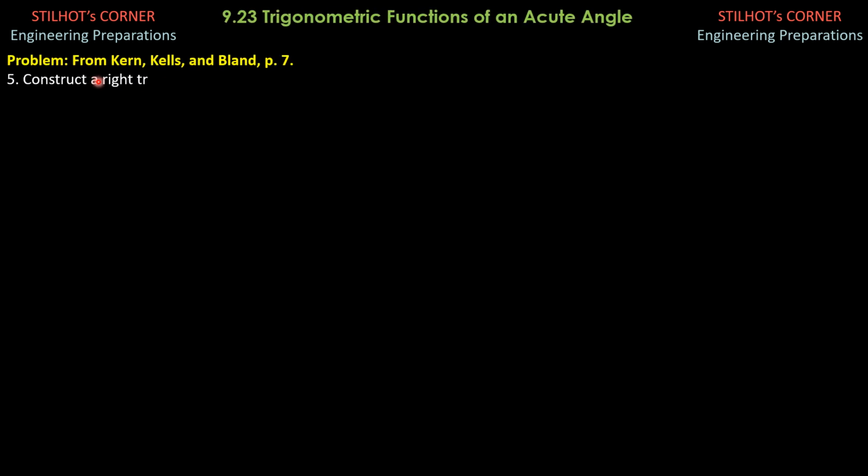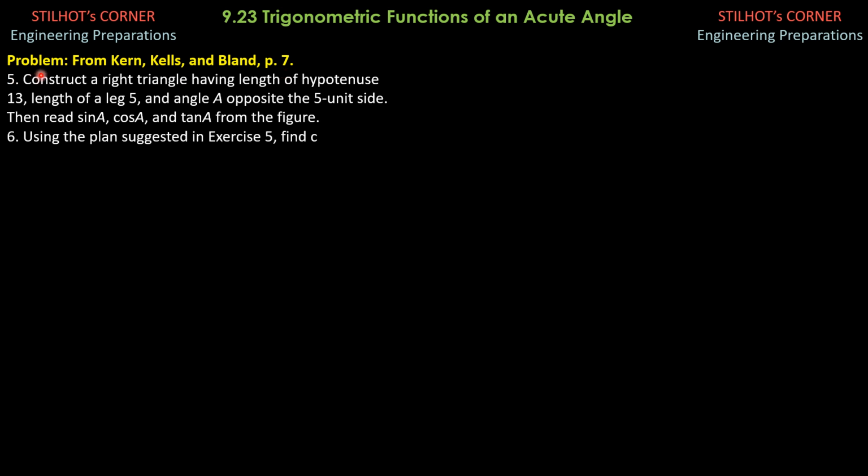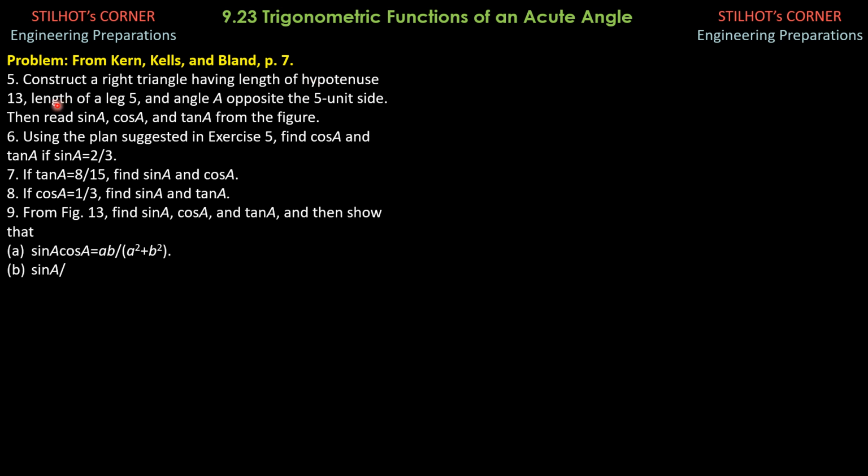So these problems are taken from the book by Kern, Kells, and Bland on page 7, problems 5 to 9. So problem 5, construct a right triangle having length of hypotenuse 13, length of a leg 5, and angle A opposite the 5 unit side. By the way, this is for problem 9, and this is figure 13 mentioned here.